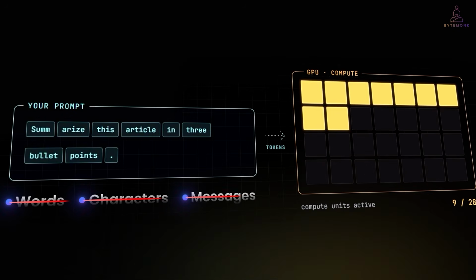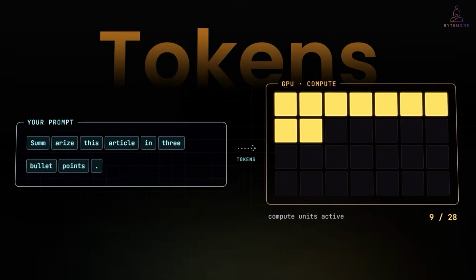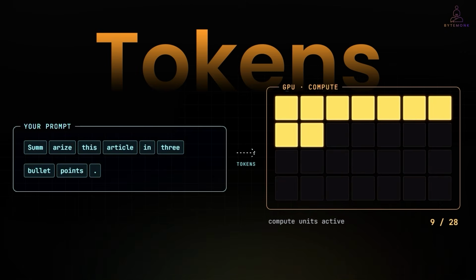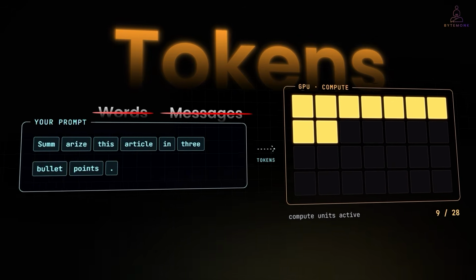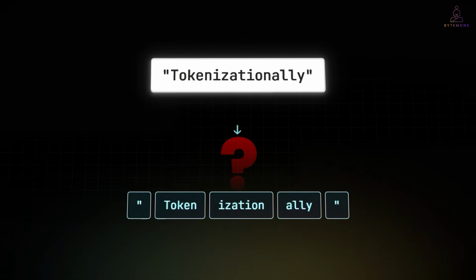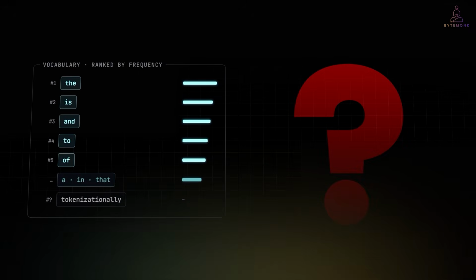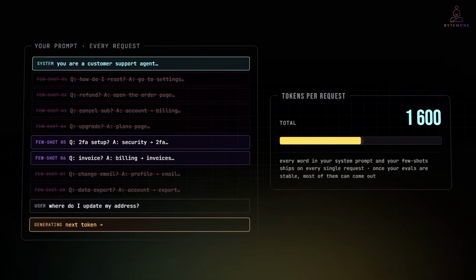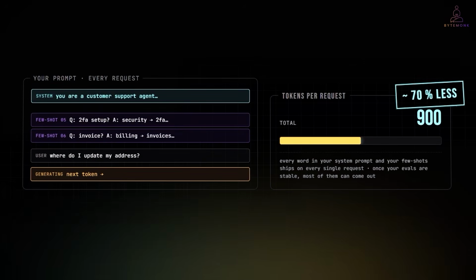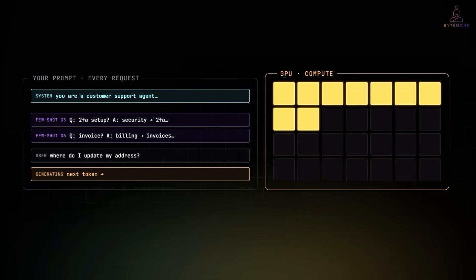But the model doesn't see any of that. The model sees tokens. Tokens are what you actually pay for. Tokens decide how fast your application runs. Not words, not messages. Tokens. In this video, we'll cover what tokens actually are, why they cost what they cost, the journey a token takes when you call an LLM, and how to spend tokens efficiently so your bills stay predictable as you scale. Let's get started.